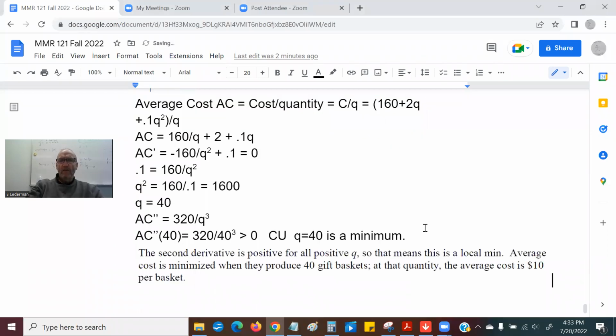Since the second derivative is positive anytime Q is positive, that means that when Q equals 40, which is a positive number, that's going to be a local min. So that means that the average cost is minimized when they produce 40 gift baskets. And by the way, you could just plug 40 into the average cost equation, and you'll get that the average cost winds up being $10 per basket, an average of $10 per basket for 40 baskets.